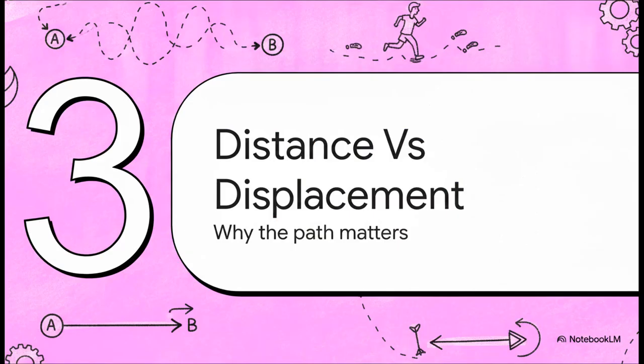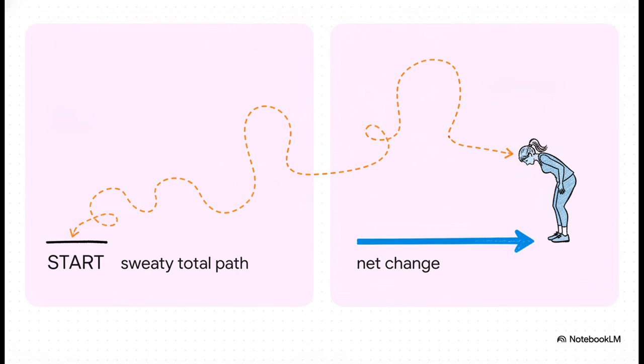Which brings us nicely to Section 3, distance versus displacement. Why the path matters. Okay, these two terms get confused constantly, so let's watch this unfold in our mind's eye to see the massive difference between them. Imagine our athlete sprints all the way from the 0-meter starting line to the 100-meter mark, but then she turns around and jogs back to the 40-meter mark.